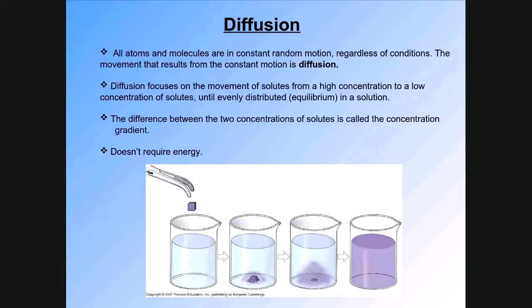Okay, so for diffusion, just like with the lecture, I'm giving you the same definition, okay? It says here all atoms and molecules are in constant random motion regardless of conditions. The movement that results from this constant motion is diffusion. So it's this next line here. This is a definition that I mainly want you to focus on, because that's what will help you out best for the lab. The first part is mainly from the department that wrote it up, but this works out better. Diffusion focuses on the movement of solutes from a high concentration to a low concentration until evenly distributed.